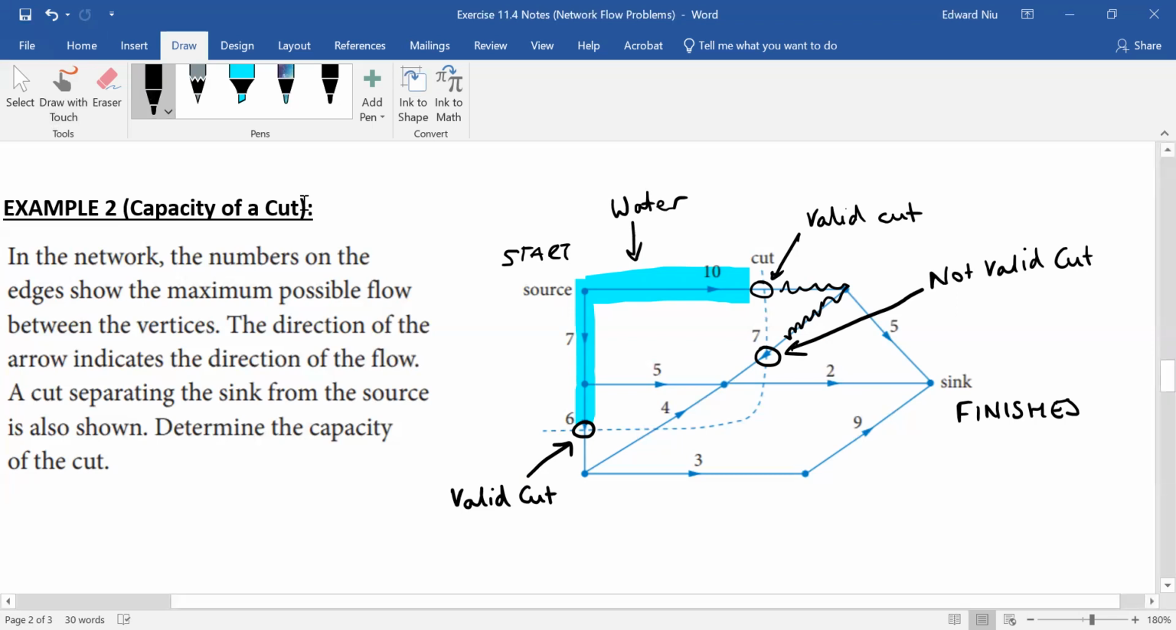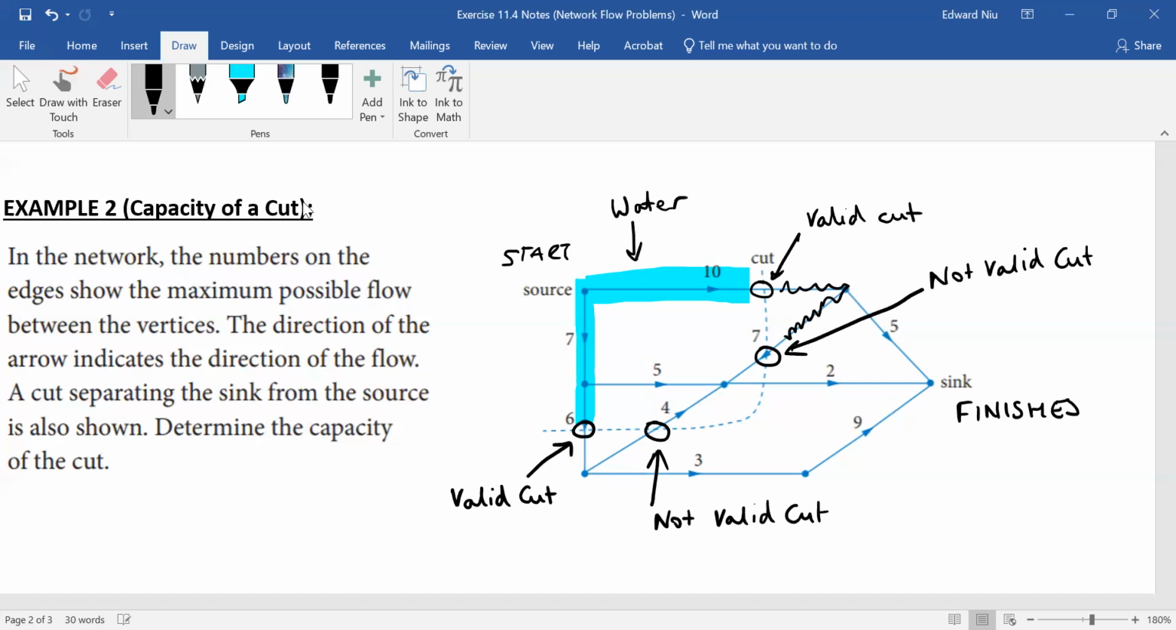So this point here on the 4, this is basically not valid cut, because the water flow has already been stopped by the 6, because it travels this way, up here, and then through to the sink. Okay, so the 2 outside cuts has already constricted the water.